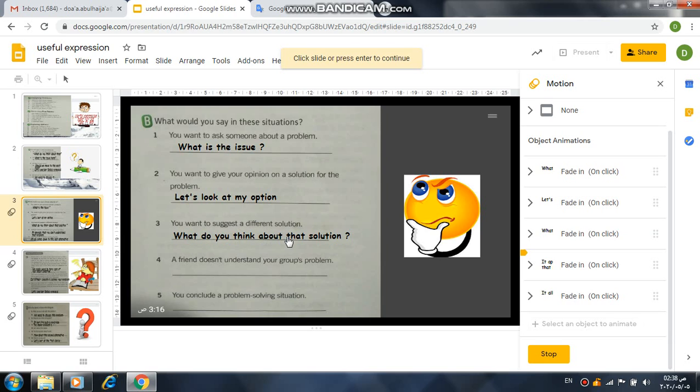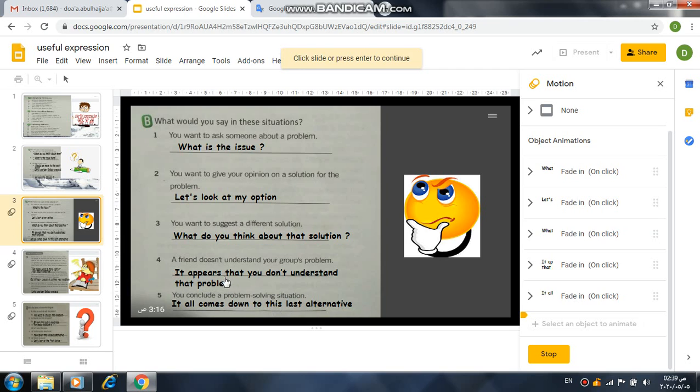Number 3, you want to suggest a different solution: what do you think about that solution? I think you will use number 3, exploring options. Number 4, a friend doesn't understand your group's problem: it appears that you don't understand that problem. Now, number 5, you conclude a problem solving solution: it all comes down to this last alternative.